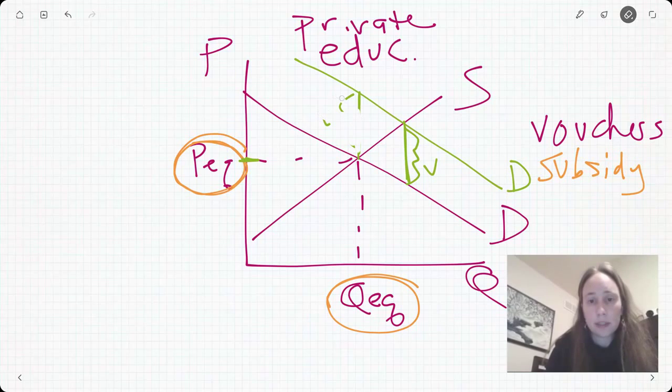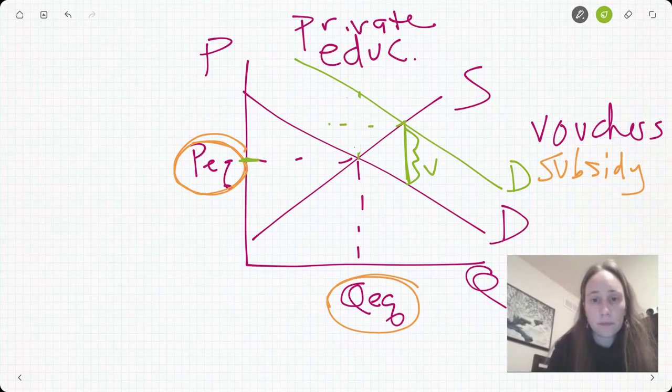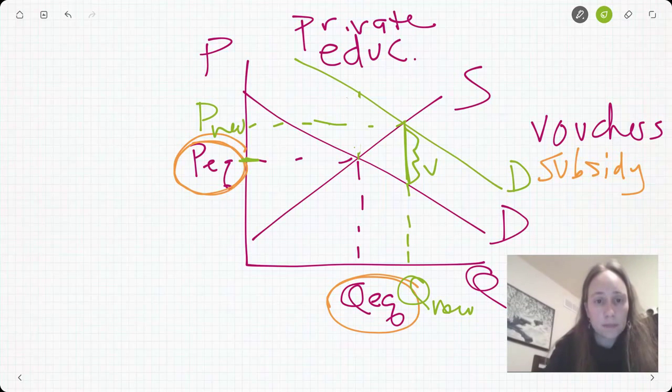Now what I want you to notice here, though, is the equilibrium that gets established. Let's just clear this up so it doesn't get too busy to look at. The new equilibrium that gets established right here gives us a new price and a new quantity. Okay, so let's just call that new quantity, new price.